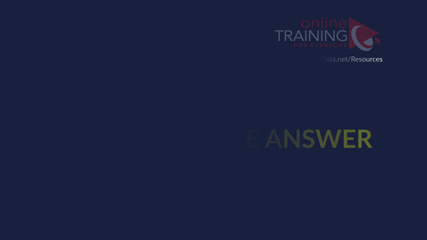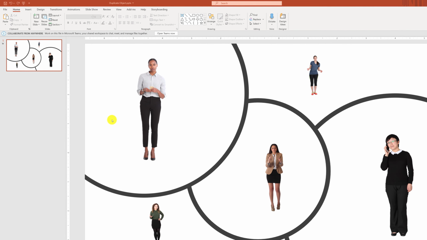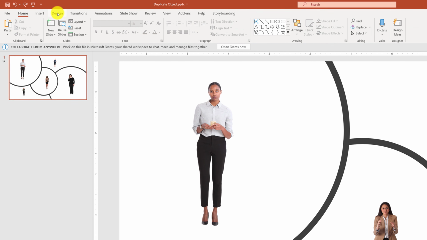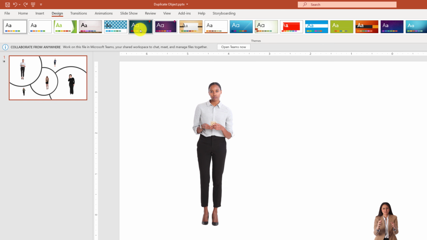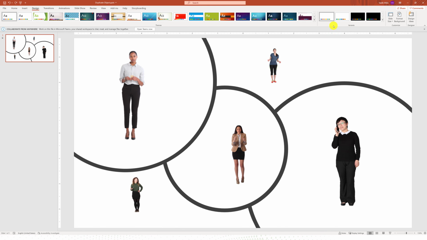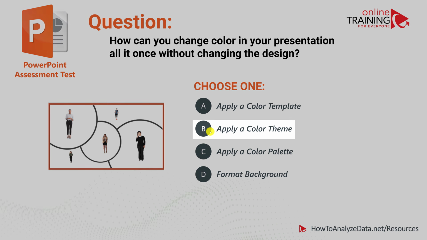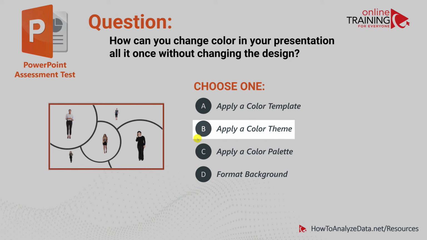A lot of times when you're working on a particular presentation, you might consider changing the design with just one click. To accomplish this, you need to navigate to the Design tab of PowerPoint and select among different available themes. More themes are available if you click the drop-down. You can also change the variant, which changes the background. Changing the variant doesn't impact the theme. So as you might have figured out by now, the correct answer here is choice B, apply a color theme.